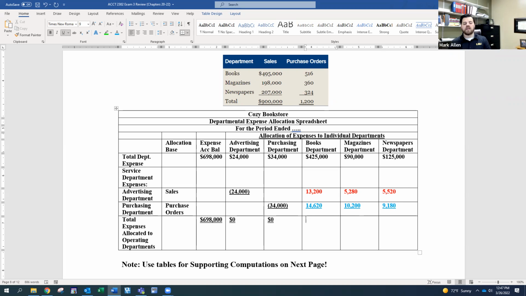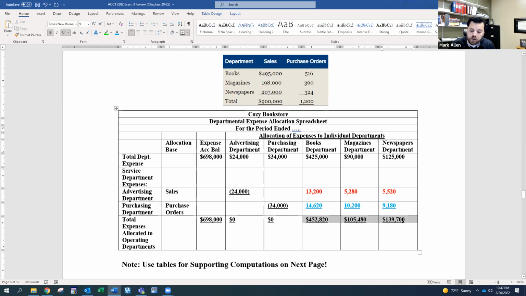Now what we need to do is figure out our total expenses allocated to each department. Book department coming down, 425 plus 13,200 plus 14,620 is 452,820. Same thing for magazines, 105,480. Same thing for newspapers, 139,700. This gives me my total expenses allocated.